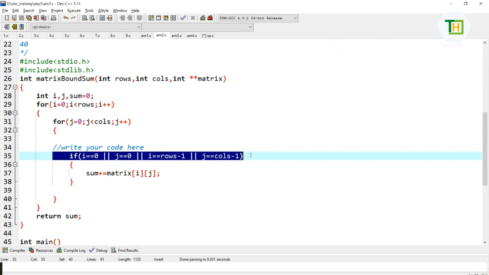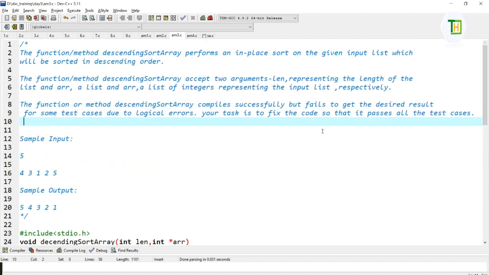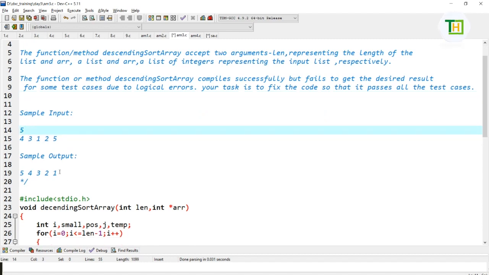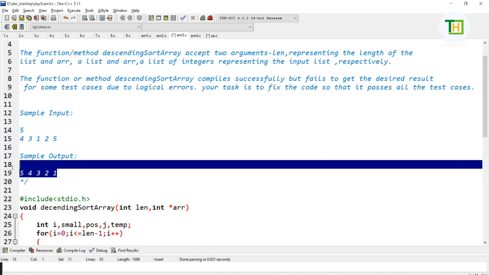Yes. Going into the third question. Descending sorted array: perform an in-place sort of a given array. One array is there, and we have to print it in sorted order, that is also in descending order. The values are, for example, 5, 4, 3, 2, 1, in descending order here.